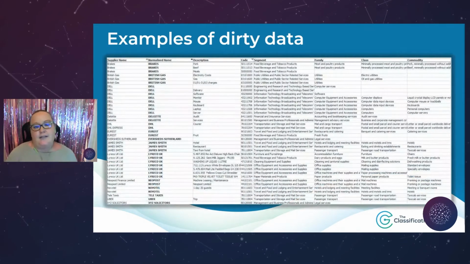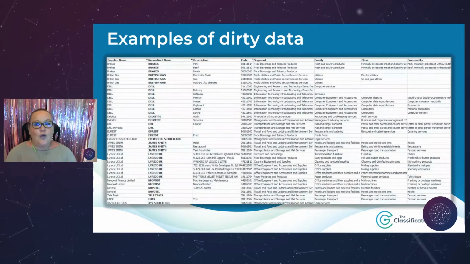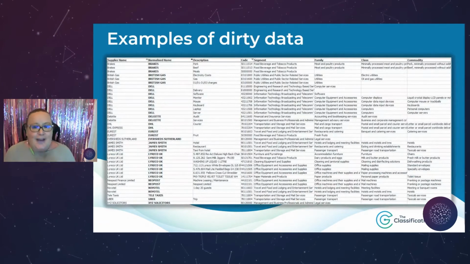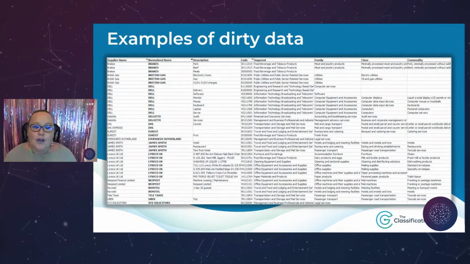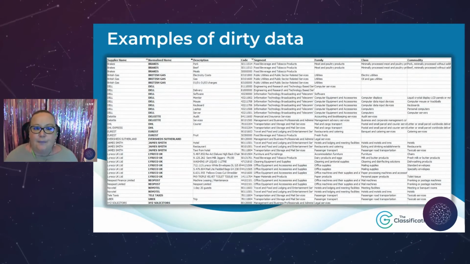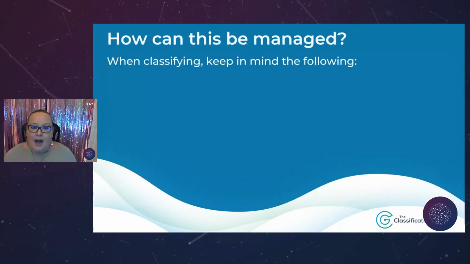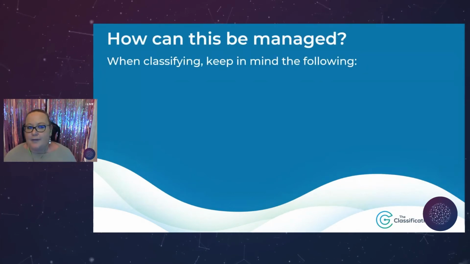And it doesn't have to be classification. It could be names, addresses, it could be product codes, it could be anything. It could be sales and marketing data, it could be inventory. And it's going to be really hard to spot those little inconsistencies in a massive data set. So how can we manage that and try to stop that before it happens?